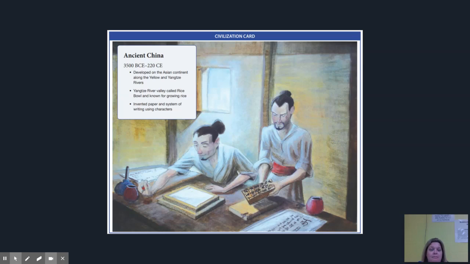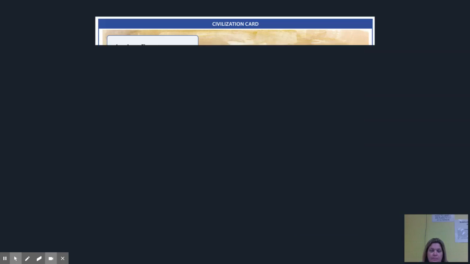Now, they invented paper, and they also have a system of writing using characters. Now, like I said, they used different things over in Mesopotamia, but the papyrus was more so a bunch of reeds. The Chinese actually created paper, and they have a series of symbols, which some still use today in their writing.